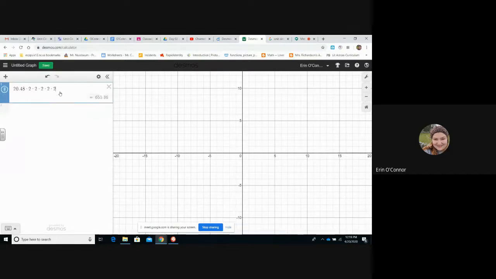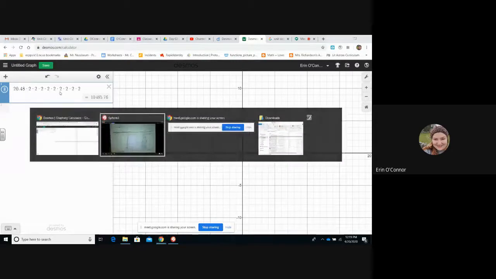655.36. $1,310.72. Oops, times 2. $2,621.44. $5,242.88. $10,485.76. So at the end, this is what your table should look like.